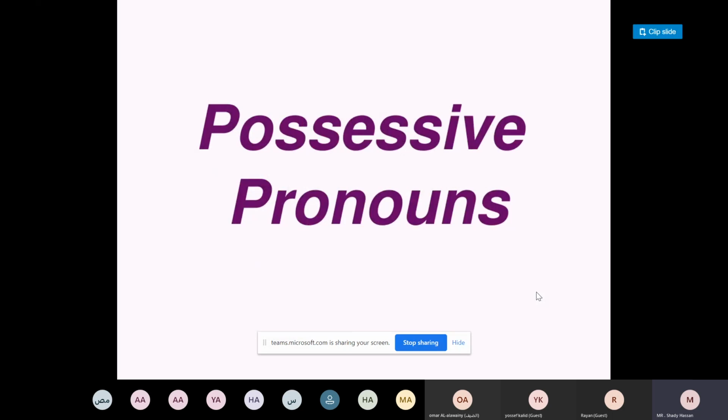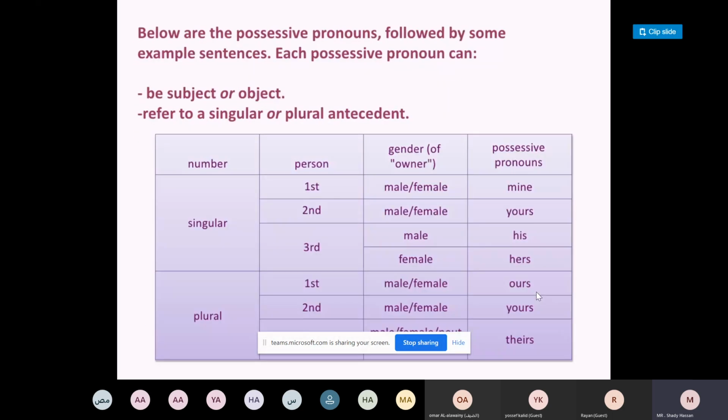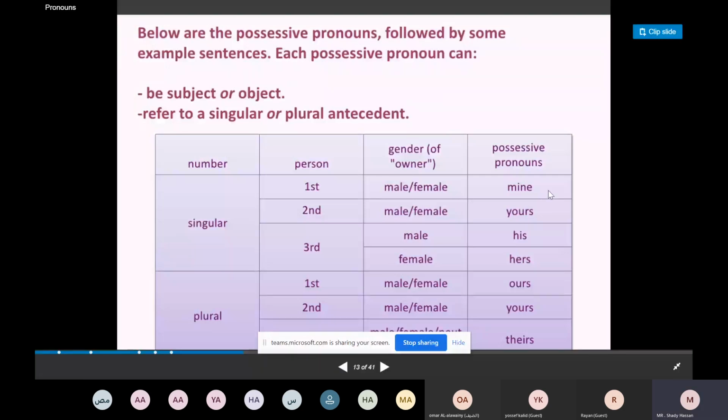The second category is possessive pronouns. We've got two types of possessive pronouns: the pronouns that are followed by the possessed noun and the pronouns that are not followed by the possessed noun. So the possessives that are not followed by the possessed noun are mine, yours, his, hers, ours, yours, theirs. And the pronouns that are followed by the possessed noun are my, your, his, her, our, your, their.